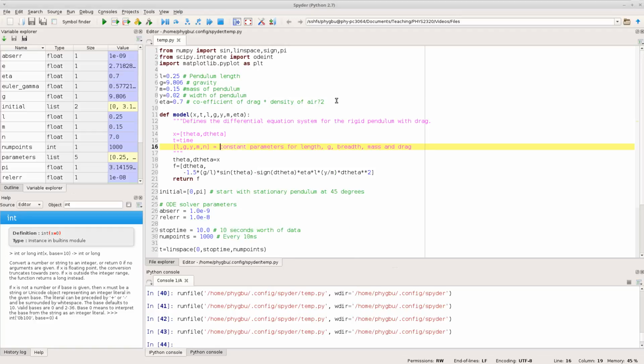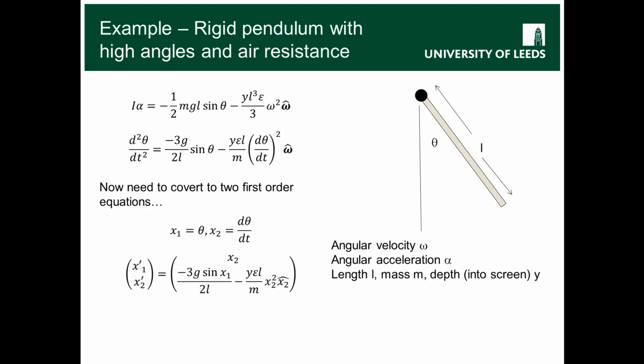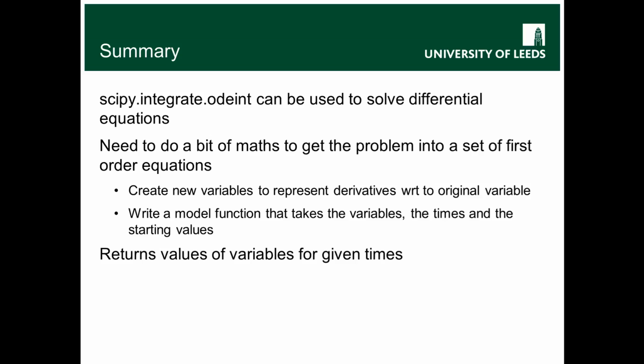Okay, and that's really all there is to solving differential equations using Scipy and Python. So, in summary, Scipy integrate odeint is your friend for these sorts of problems, so long as you can write it as a set of first order equations, so creating new variables if you have to, and writing a model function that takes the variables and then returns the variables at the given time. And it all just basically works.